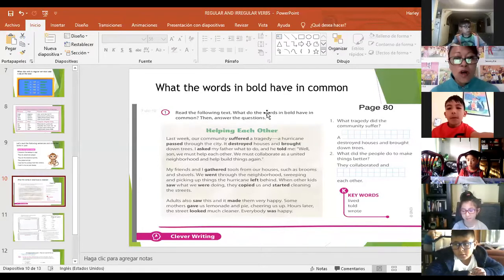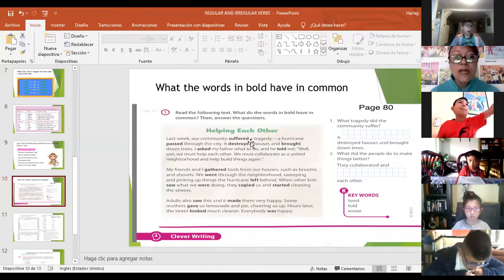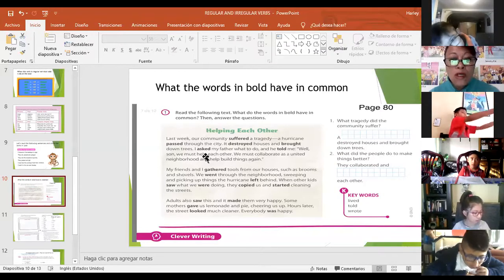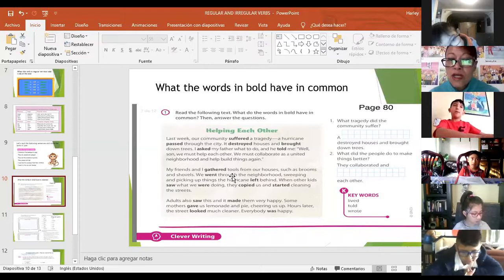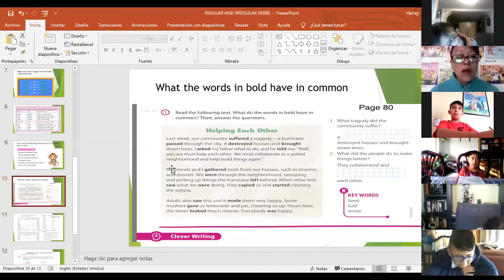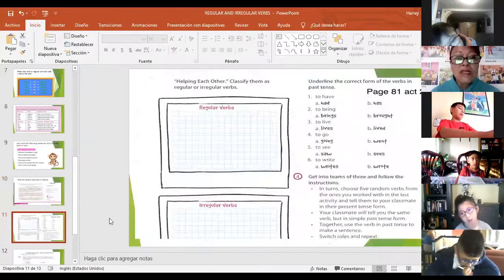Yes, of course. All of these are verbs in past. All the words involved are verbs in past. For example, suffer is a verb in past. Ask, bought, told, destroyed, gather, went, let's, and all of them are in past. Now, look at this.